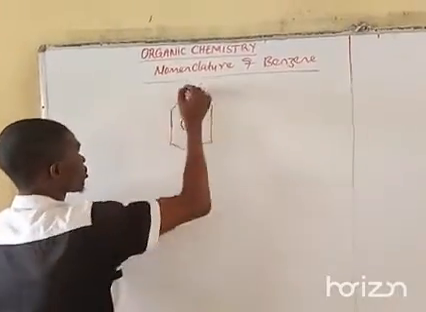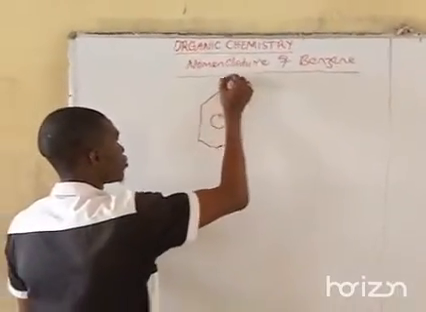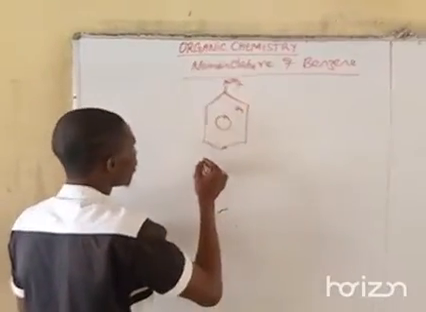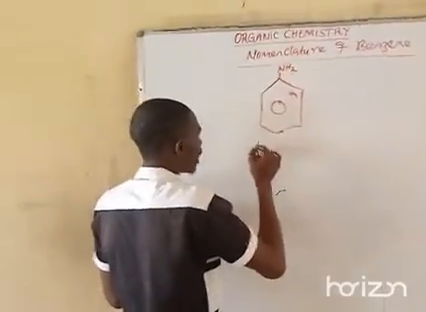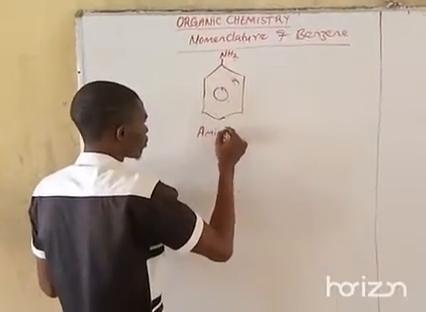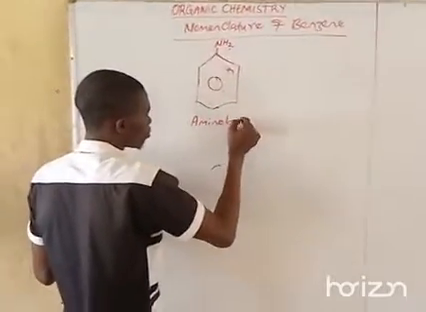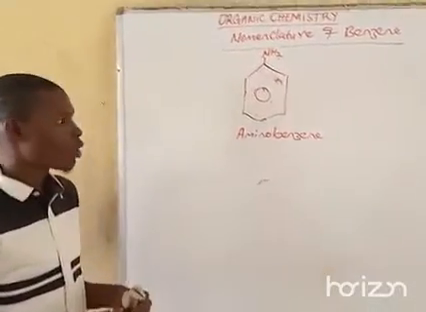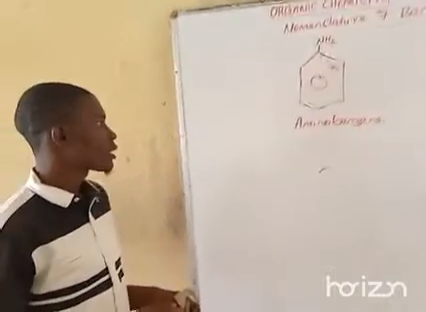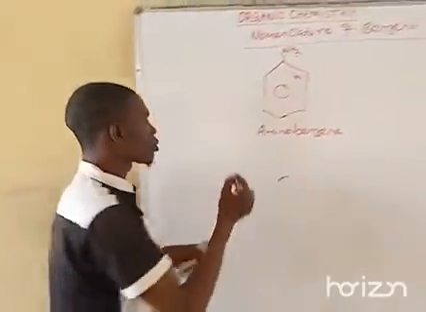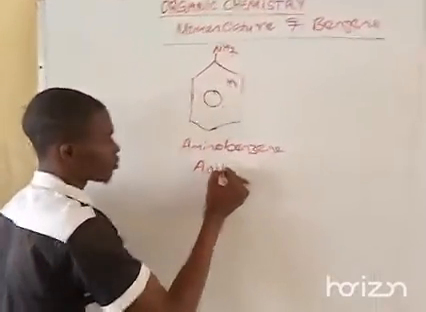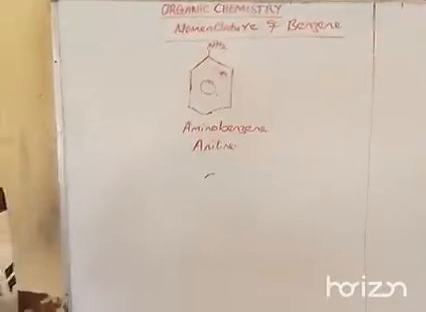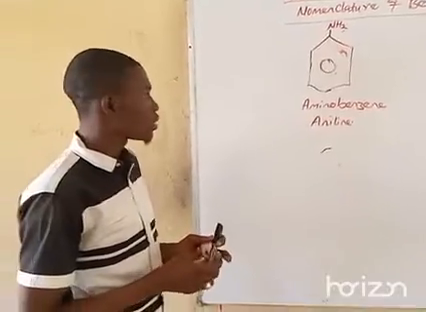Another type is benzene attached to NH2. This one is called aminobenzene. By IUPAC nomenclature, it is called aminobenzene, but the trivial name is called aniline. So that is another benzene derivative.